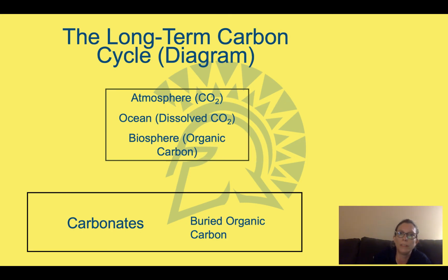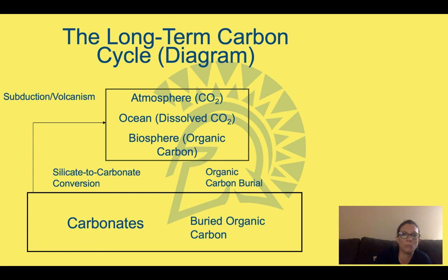So the long-term carbon cycle diagram is going to look like this, right? First, these carbonates are going to be released out of the ocean, through the silicate to carbonate conversion, or through subduction and volcanism, and it's going to go up and then into our atmosphere, or our ocean, the biosphere. It's going to come out of the deep, deep areas of the ocean, and start being dissolved or brought up into where we live here.